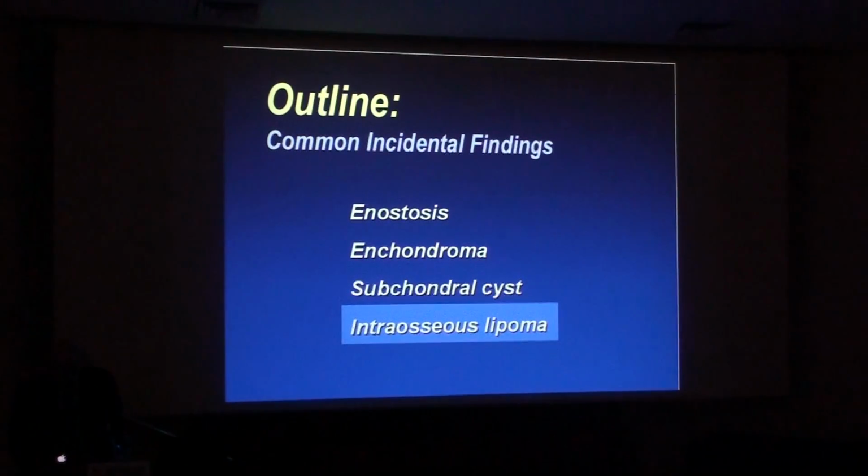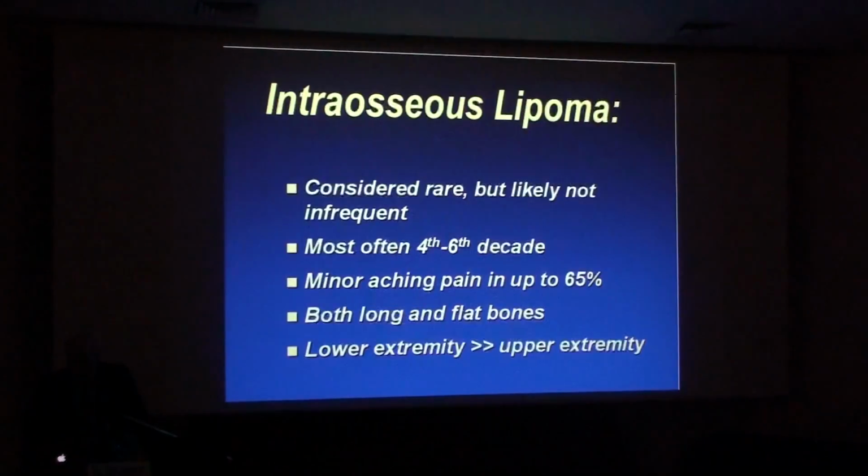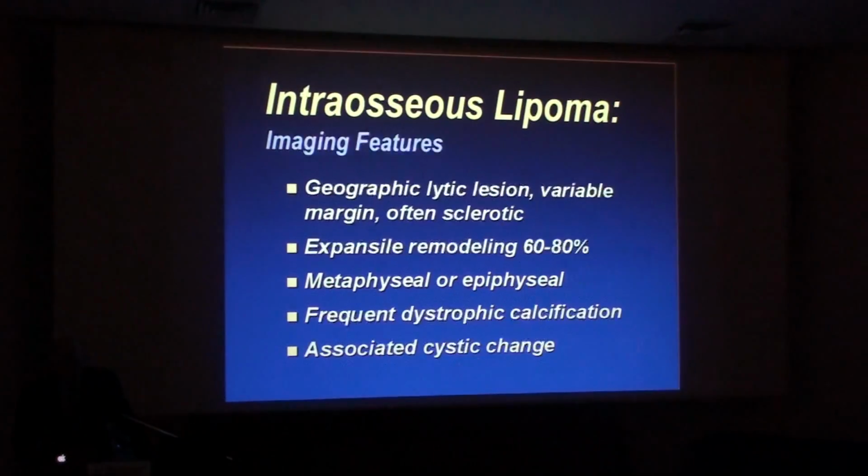The last incidental lesion I wanted to talk about is intraosseous lipoma. Initially, they were considered rare, but in reality with MR, we see them with fair frequency. Most often seen in middle age, and classically reported to have minor aching pain in up to 65%, but in reality, I think most are asymptomatic. We see them in both the long and flat bones, particularly in the pelvis, and in the long bones more commonly in the lower than the upper extremity.